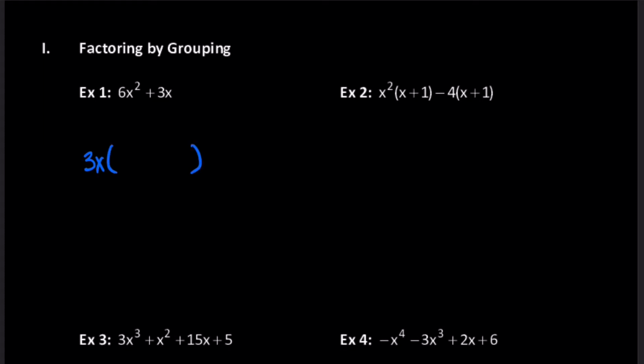So the first one, I'm not actually going to use grouping. It's just a GCF situation. The GCF here is 3x. And remember, what goes inside the parentheses is what you get when you divide both of those by 3x. So I believe here we get 2x plus 1.